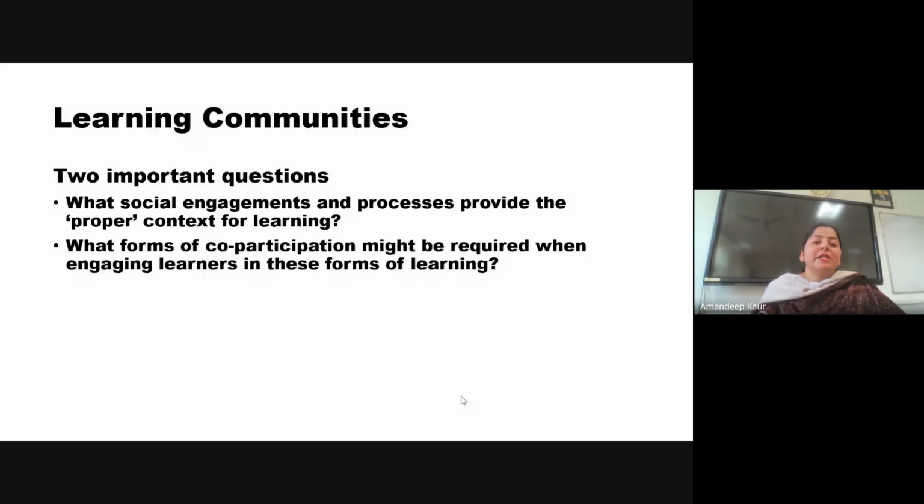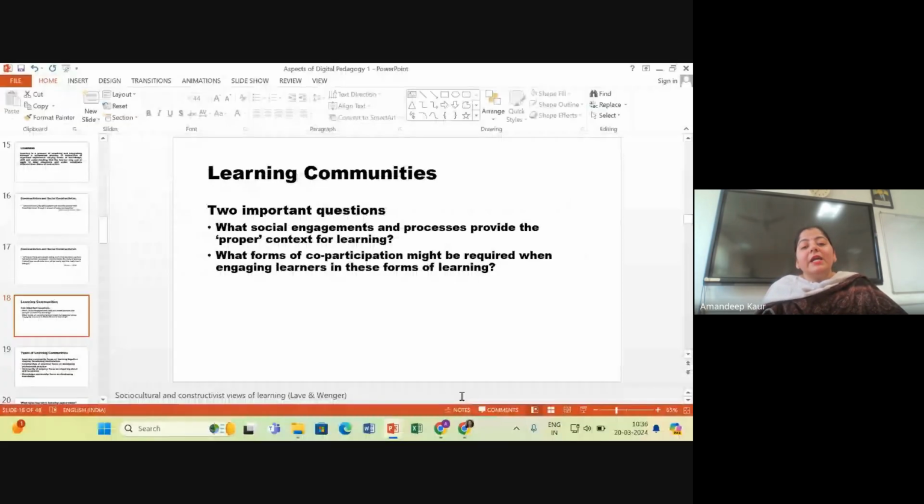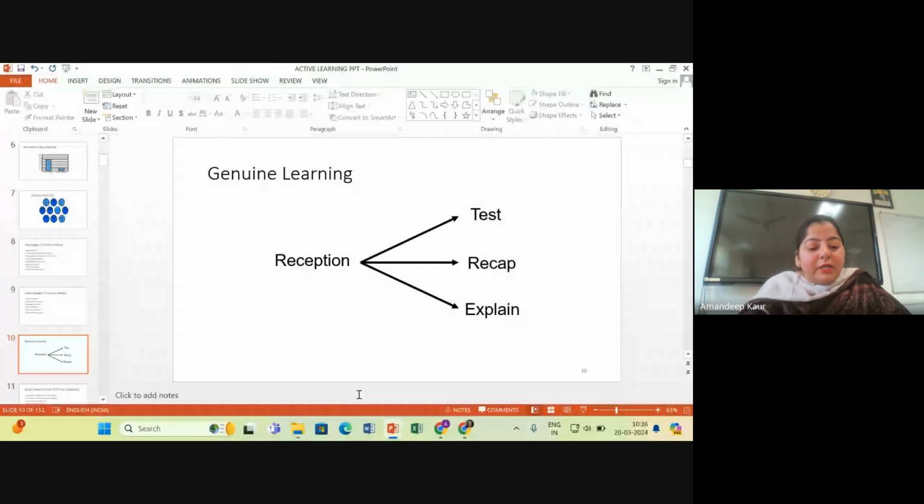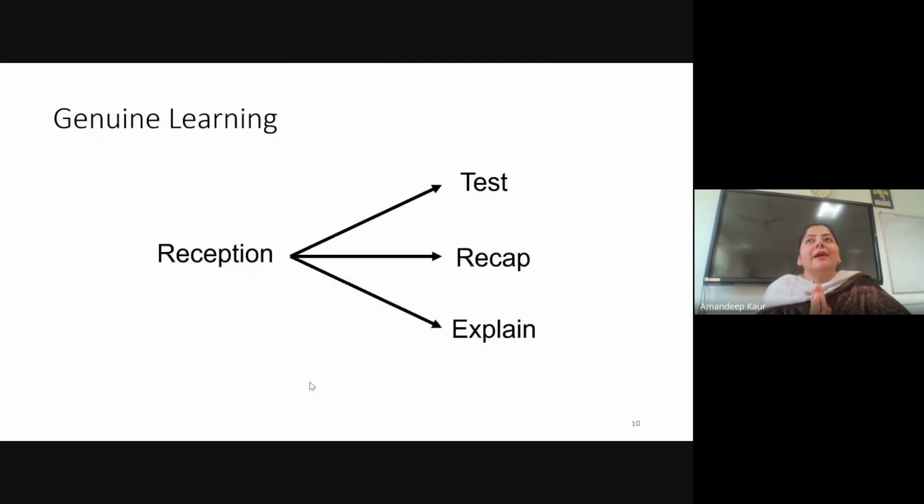So in outcome based education, when we are talking about the achievement of different learning outcomes and objectives, as a teacher I need to understand there must be communities in which learning is going to happen. And as a teacher, when I'm creating this kind of learning environment, what are the major things we need to understand? Whenever we are creating a learning environment, there must be genuine learning happening at institute level. When I'm saying genuine learning, I mean test, recap, and explain.